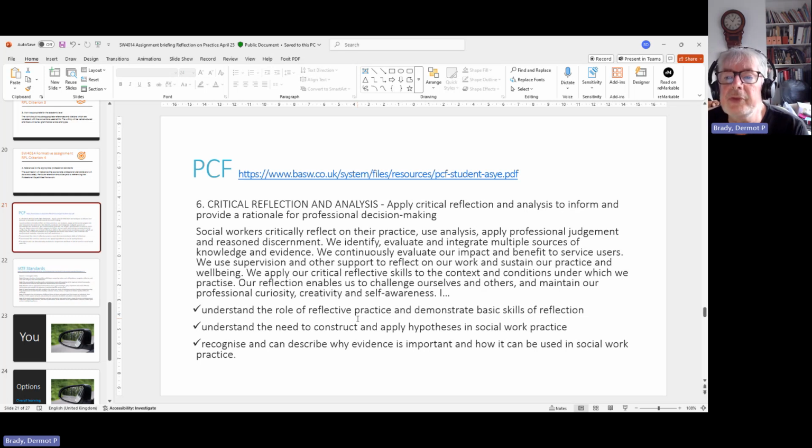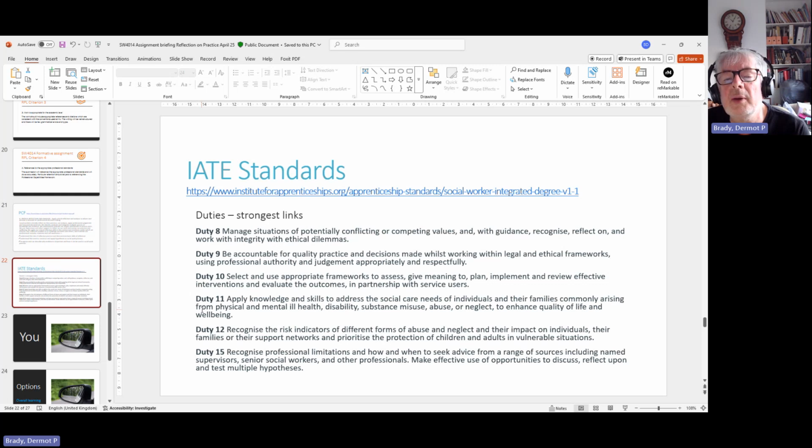But of course, for us, the PCF is quite important here because it is about reflective practice, isn't it? And in particular, PCF 6. So I'm just putting that up there for reference. You might have a little look at that and ask, what did they ask us to do as social workers? And indeed, what do they ask in terms of the IATE standards? I'm not going to read these out in detail, it's far too tedious, but have a look at the slides and think, are these giving me hints and tips and the direction I might be going?